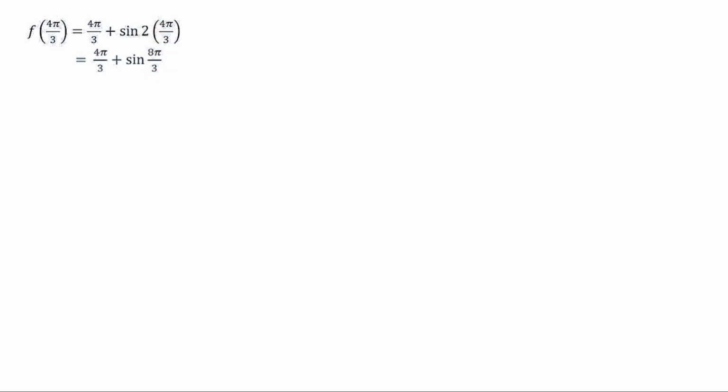So 8 pi by 3 value we have to calculate. 8 pi by 3 if you calculate, 8 into pi by 3. Pi by 3 is 60. 8 into 60 is 480. 480 we can write as 540 minus 60. 540 minus 60 is 480. This 540 we can write as 3 pi. 3 into 180 is 540. 3 pi minus 60 we can write as pi by 3. So this one we can write as sine 3 pi minus pi by 3. The sine 8 pi by 3 we have changed.